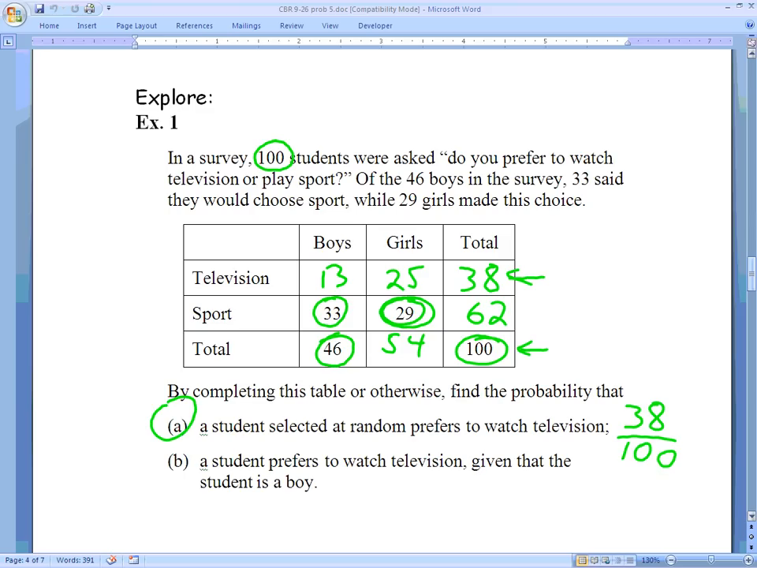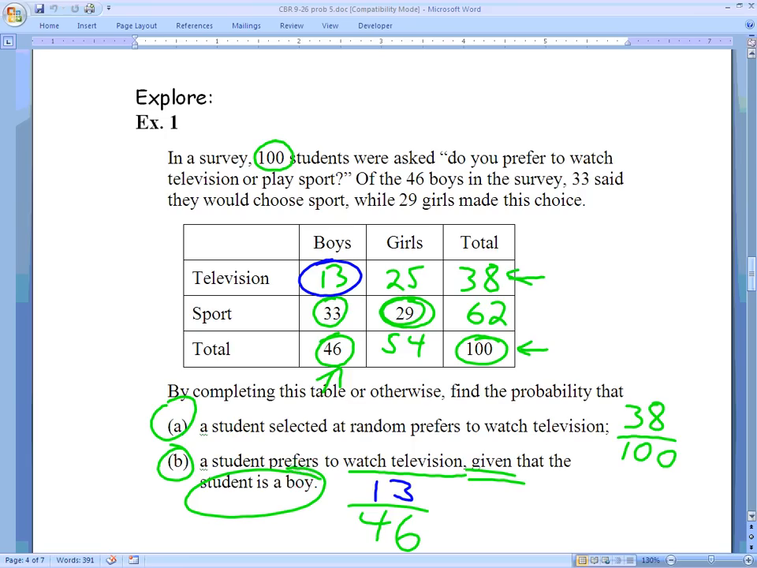Now for part B, we see this word given, which means conditional probability. A student prefers to watch television given that the student is a boy. Whenever we have the word given, that becomes your new universe, your new total. So we were given that it's a boy. Start with that. So in our fraction, how many boys did we have? Well, 46. So out of those 46 boys now, how many prefer to watch television? And there were 13 boys of the 46 total that preferred to watch television. So that's a case of conditional probability.